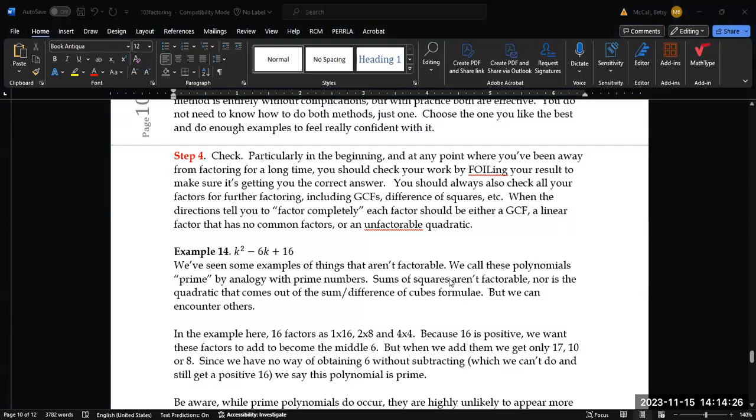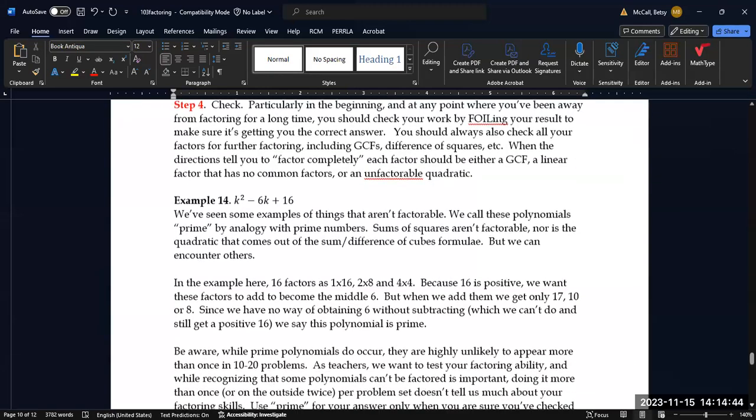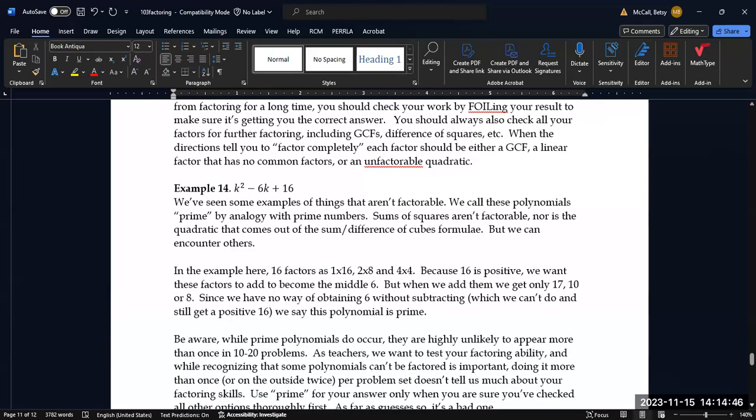And so when a problem tells you to factor completely, you can't stop until you literally have factored everything. So you always have to double check that if you have any quadratics left over, unless it comes from the sum and difference of cubes formula, which we know doesn't factor any further, or the sum of squares, you've in fact gotten to a point where you can't go any further.